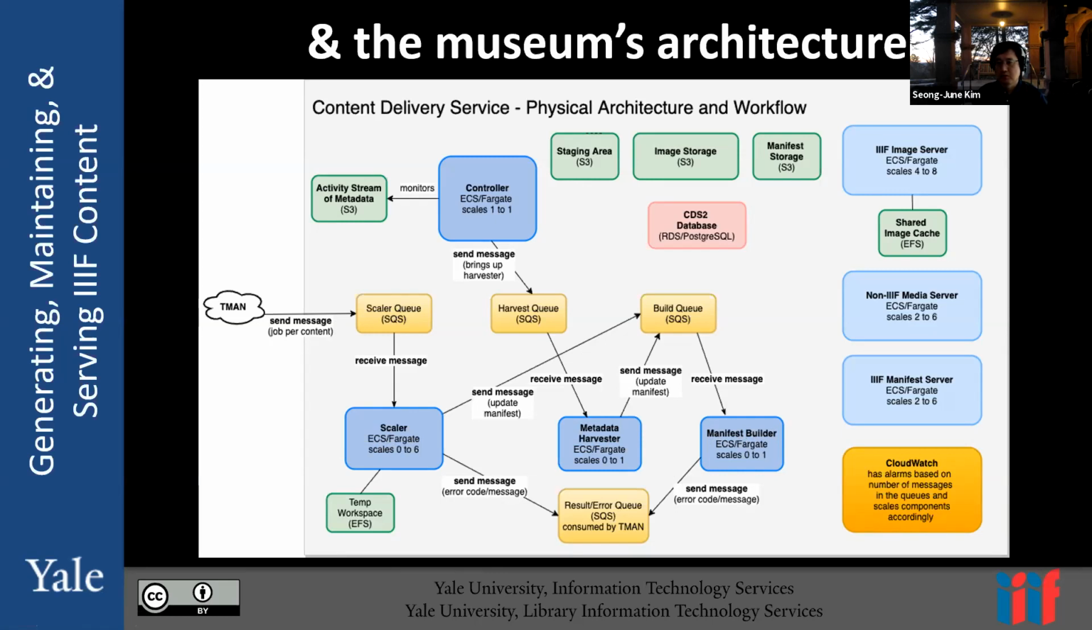And the image server, of course, is the other hardest hit. I mean, the CPU intensive and memory intensive servers, so it scales from 4 to 8, and utilizes the shared image cache on EFS file system.